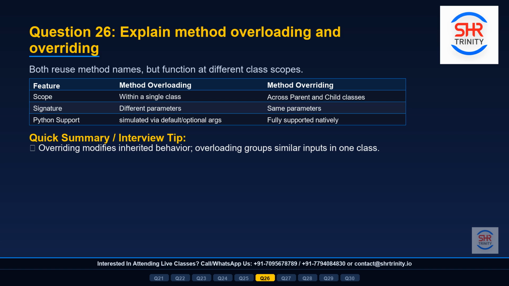Method overriding is different. It occurs across parent and child classes. A child class redefines a method it inherited from the parent using the exact same name and the same parameter list. This changes the behavior for that specific subclass without affecting other subclasses. Overriding is fully and natively supported in Python and is one of the core ways polymorphism is achieved in practice.